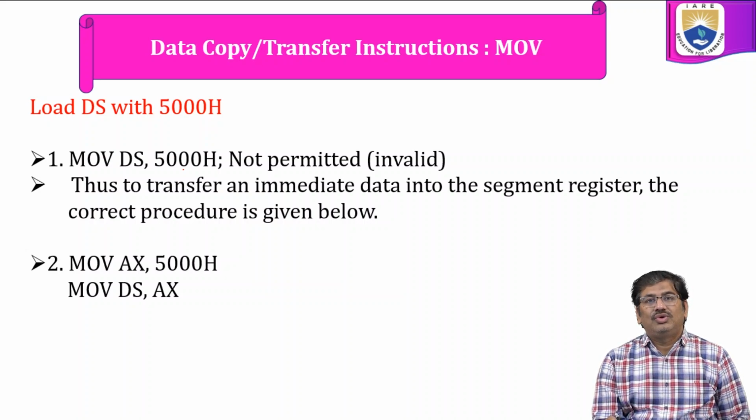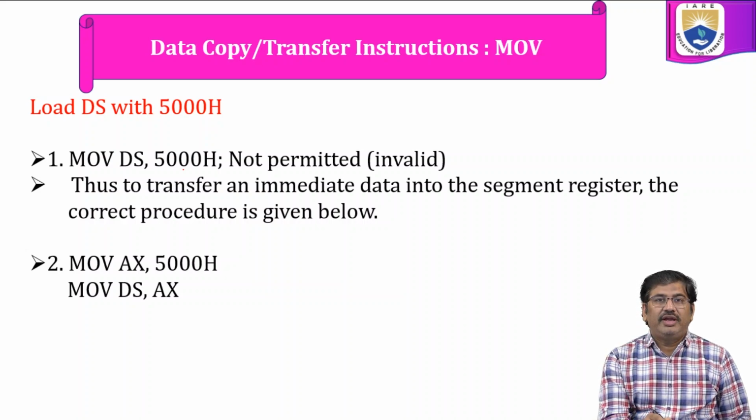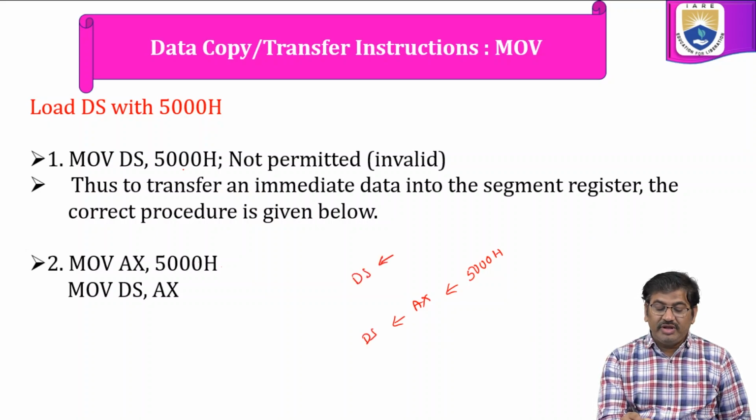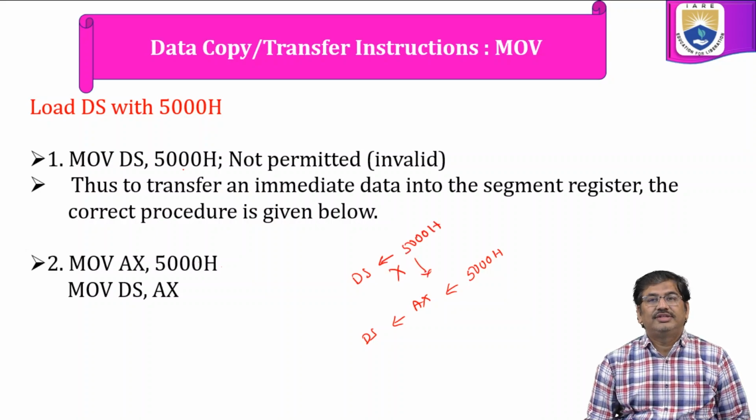So now if I want to load an immediate data into the segment register, we have to go in two steps. First, load the immediate data into any GPR, that is AX. AX is allowed for transferring the data into a segment register. Then move the AX content into DS. So this 5000H data is loaded into the AX register. From this AX, it will be loaded into DS. So DS loading with 5000H directly is not allowed. For this, you can go for these steps.